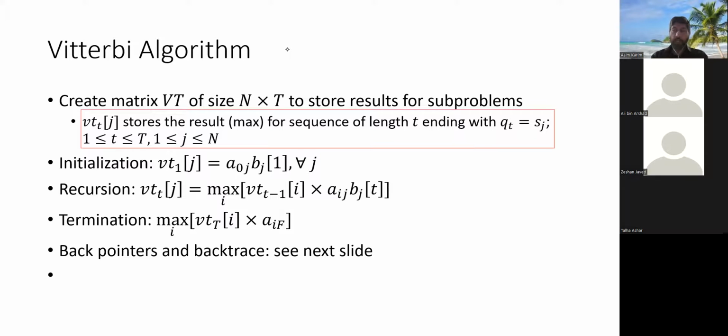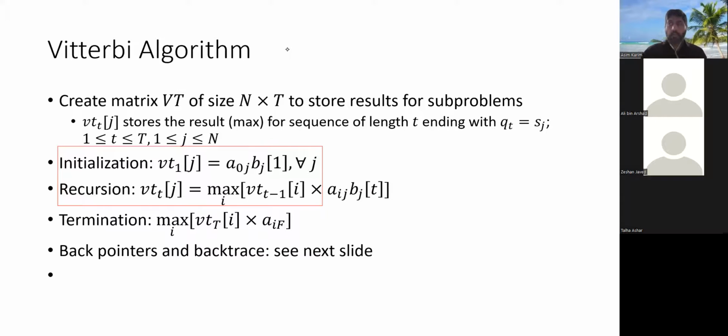So as I mentioned before, each element stores the max for the sequence that ends at position t and that has the state sj. Okay? Of course, we have the iteration over all t and j. So how do you initialize this matrix? Now you visualize this matrix in 2D.